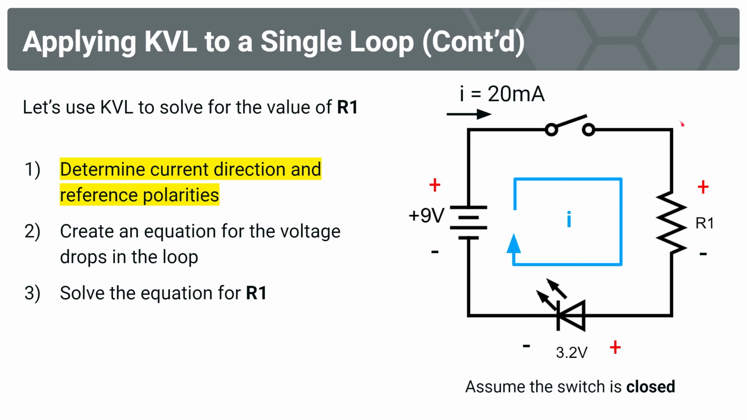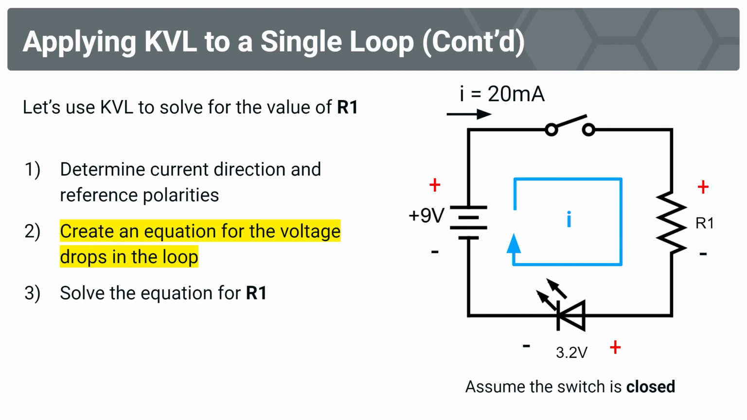As for the resistor, which is a naturally unpolarized component, we've defined our reference polarity to follow the direction of the current. So current flows from the positive to negative terminal of the resistor. And you'll see why this can be an optimal decision when we create our equation for the voltage drops in the loop, which is our next step.